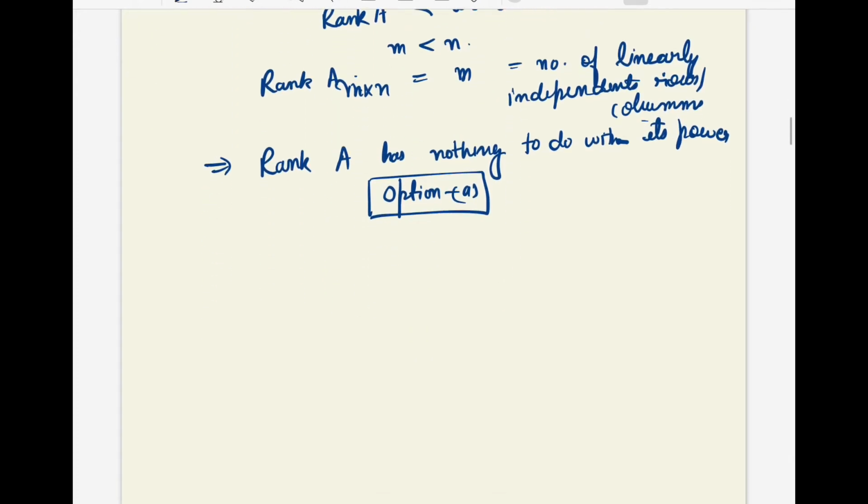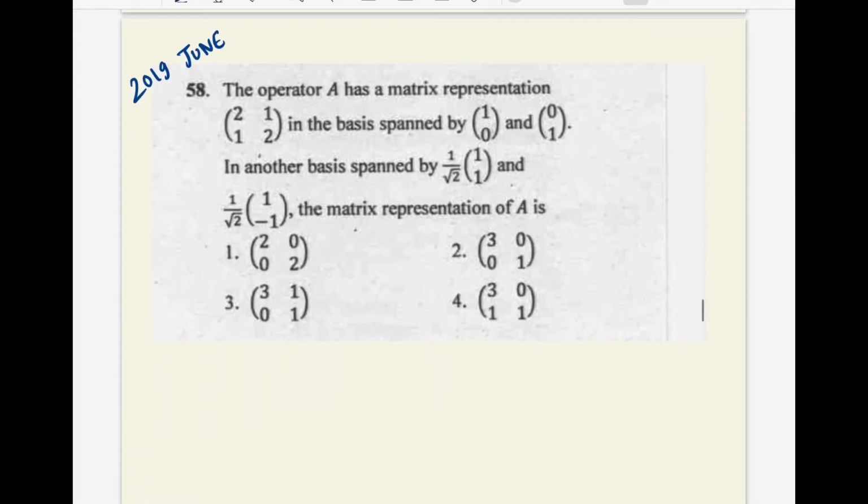Okay, another question is from June 2019. The operator A has a matrix representation 2, 1, 1, 2 in the basis spanned by (1, 0) and (0, 1). In another basis spanned by 1 by root 2 (1, 1) and 1 by root 2 (1, minus 1), the matrix representation of A is.